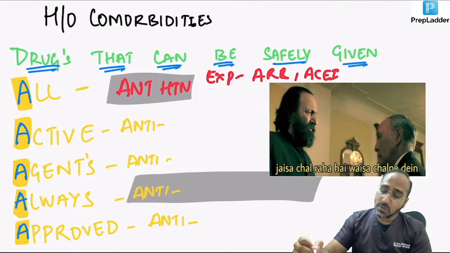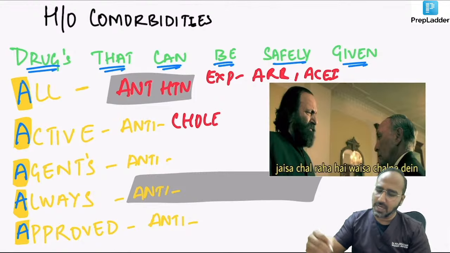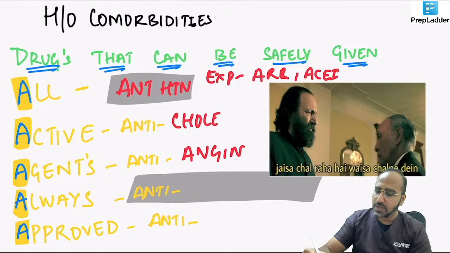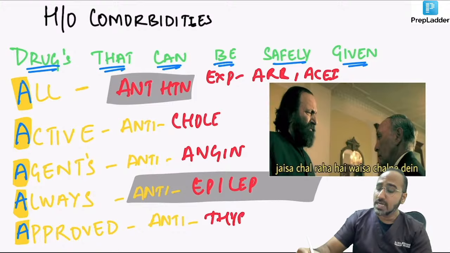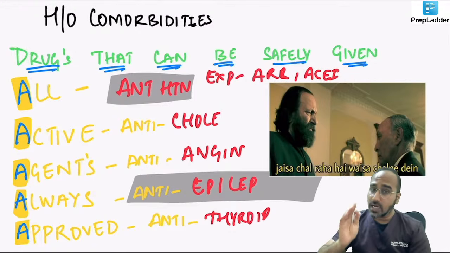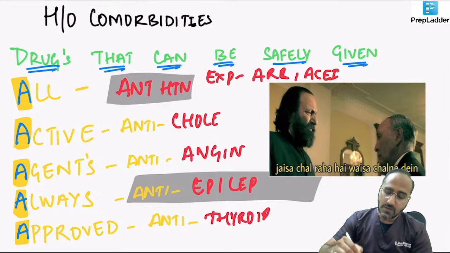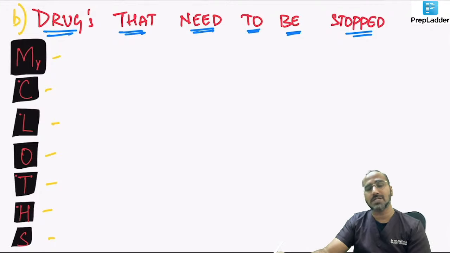Okay, next is what? Next, A stands for anti-cholesterol medication. Anti-cholesterol means anti-lipidemic medication. Statins can be continued. Next, A stands for anti-anginal medications can be continued. Next is anti-epileptic can be continued. And last is anti-thyroid medication or euthyroid medications can be safely given before surgery. There are a few medications that we need to stop before surgery. Okay, what medications need to be stopped before surgery, guys?